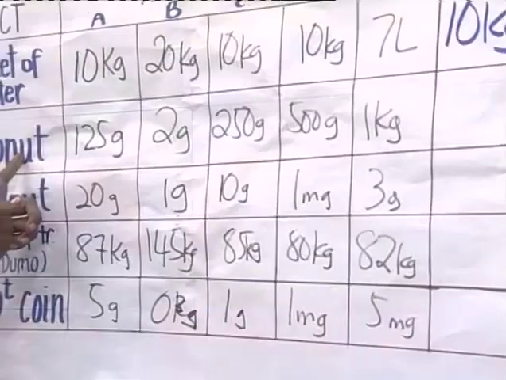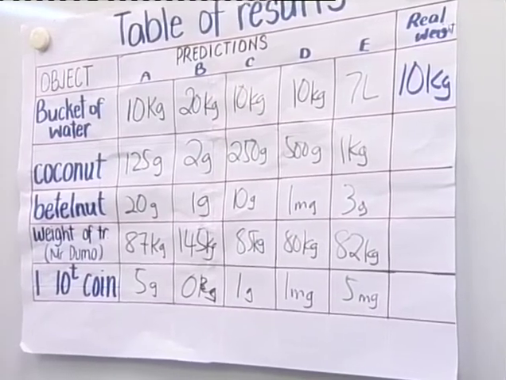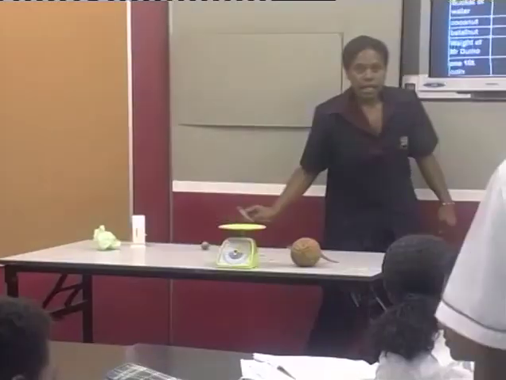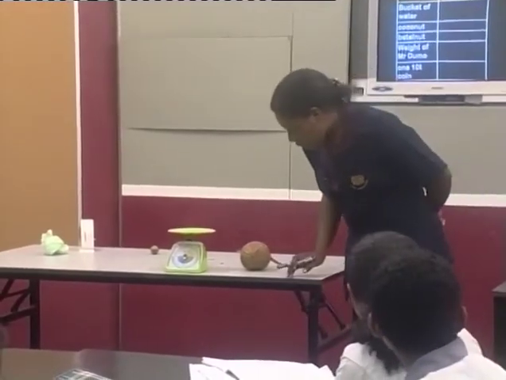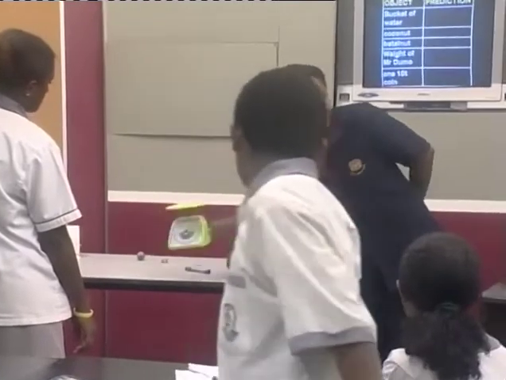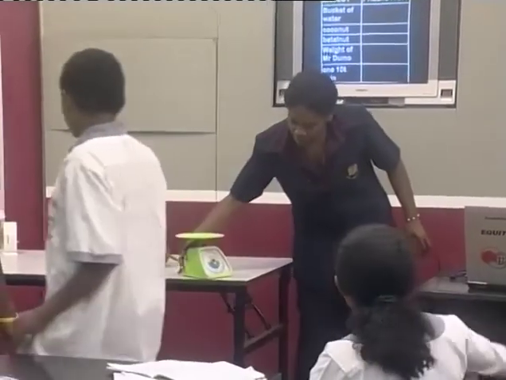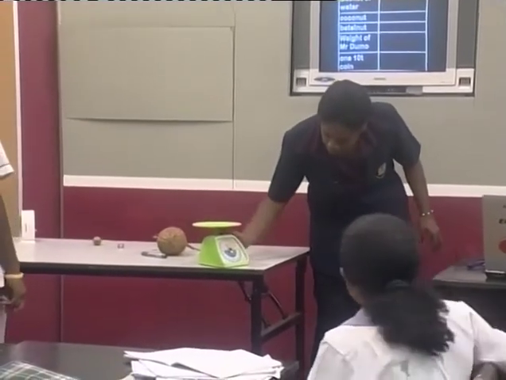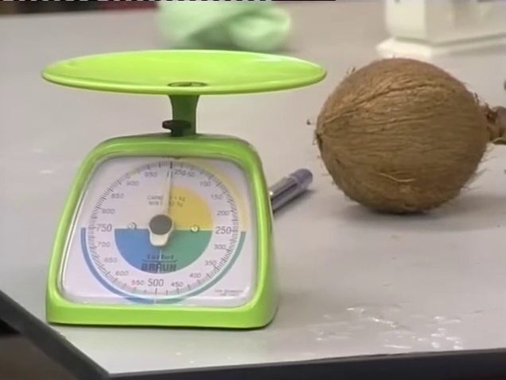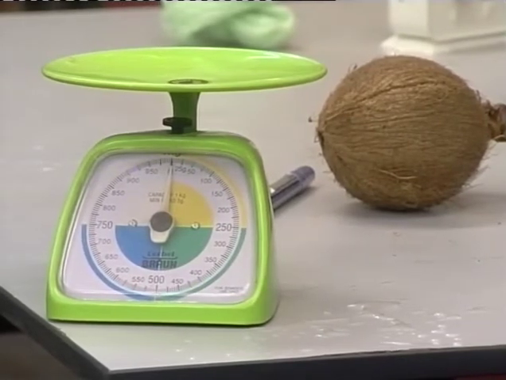Now let's look at the next, the coconut. Group B, please, can you come and weigh the coconut? You're going to use this scale here to measure. Okay, this scale is measured in five grams. Students, you look at this scale, measured in 5 grams. So it's at zero. So you'll have to read in fives, right?